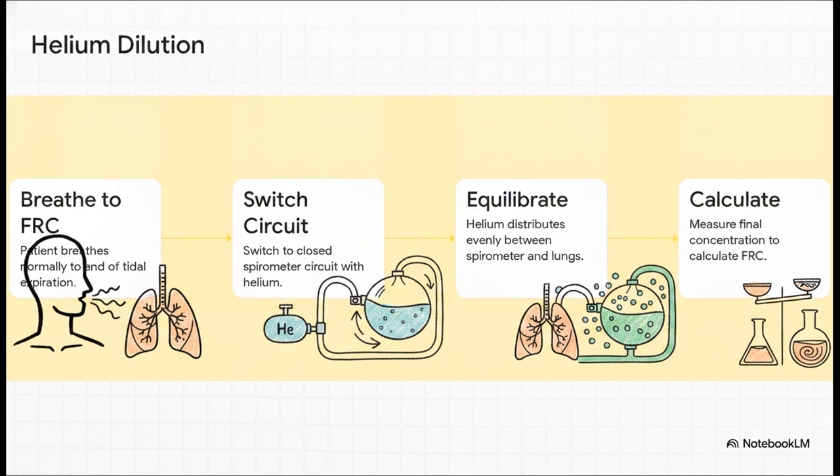The first one is the helium dilution method. It relies on a very basic principle of physics, the conservation of mass. The protocol is pretty elegant, actually. A patient breathes normally, and right at the end of a normal expiration, when their lung volume equals exactly the functional residual capacity, they're switched over to a closed spirometer circuit. This circuit contains a known volume and concentration of inert helium gas. They breathe, the helium mixes in their lungs, and then we just measure the final diluted concentration.